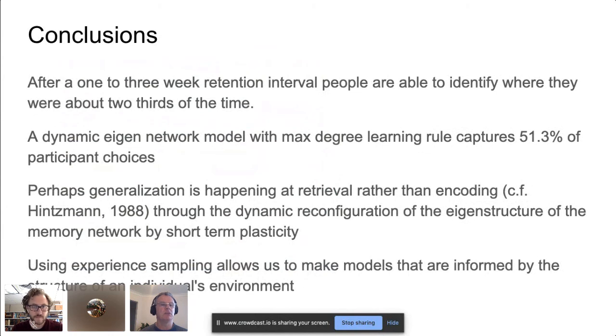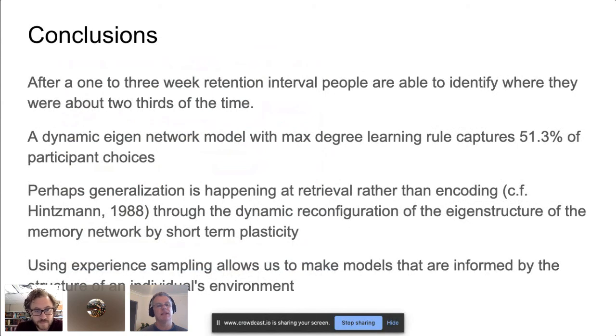I've introduced here the dynamic eigen network, as we call it, with the max degree learning rule, and that captures about 51% of participant choices. So that does a reasonable job. There's not a lot to benchmark it against at this point, but it's certainly capturing something.